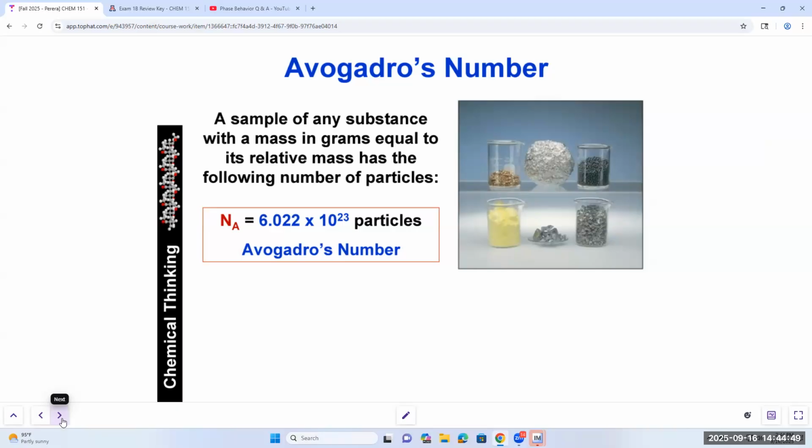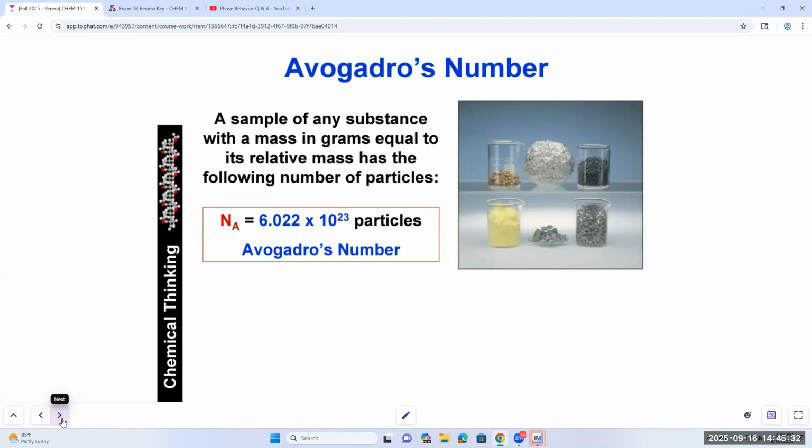Okay. So let me reiterate what we just did here. This is really important. If you take the gram amount of the relative mass, it will contain Avogadro's number of particles, or 6.022 times 10 to the power of 23 particles. By the way, this number is huge, right? Every time you have to say 6.022 times 10 to the power of 23, it's really hard for our tongue and everything. So there's a little shortcut.